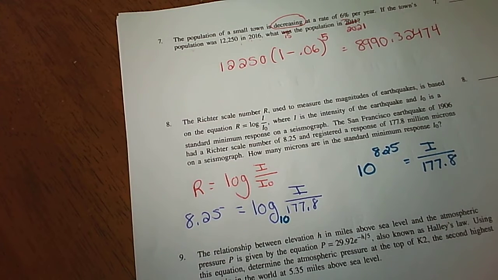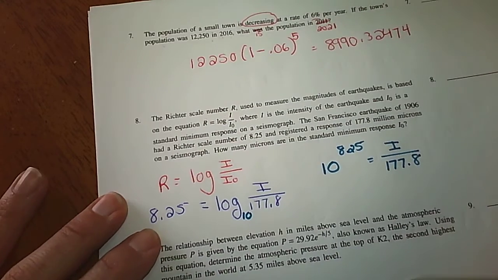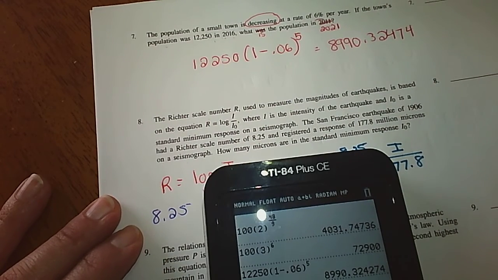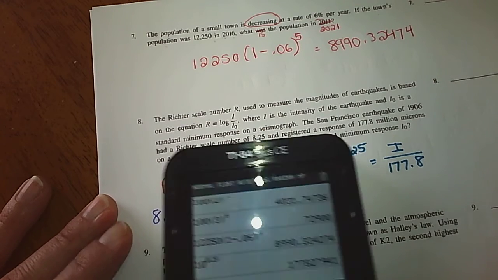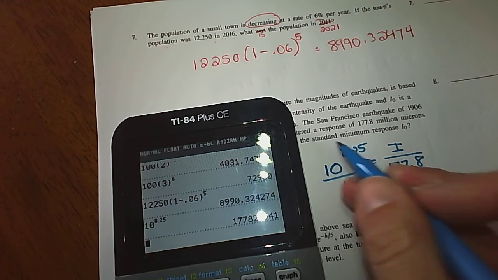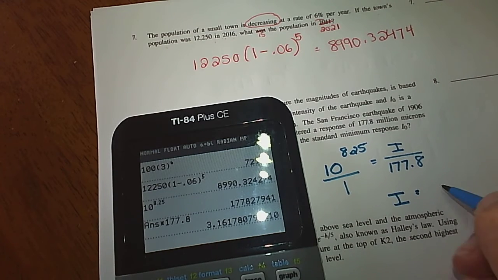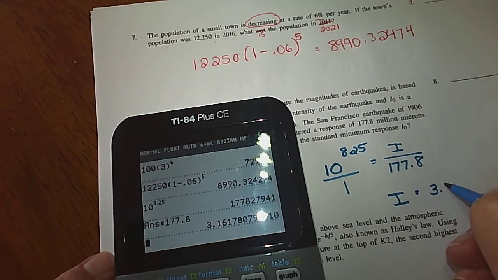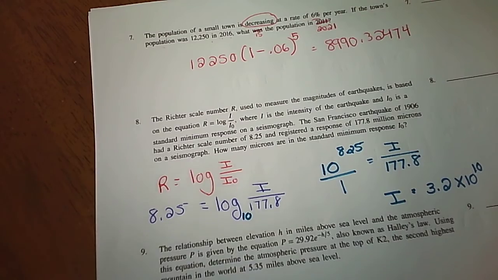177.8. Okay. So I'm going to go to my calculator. It's 10 raised to the 8.25. And we're going to multiply that, right? I'm going to put this over 1. Cross multiply. Times 177.8. And you got 3.2 times 10 to the 10. That's how you would set that up.